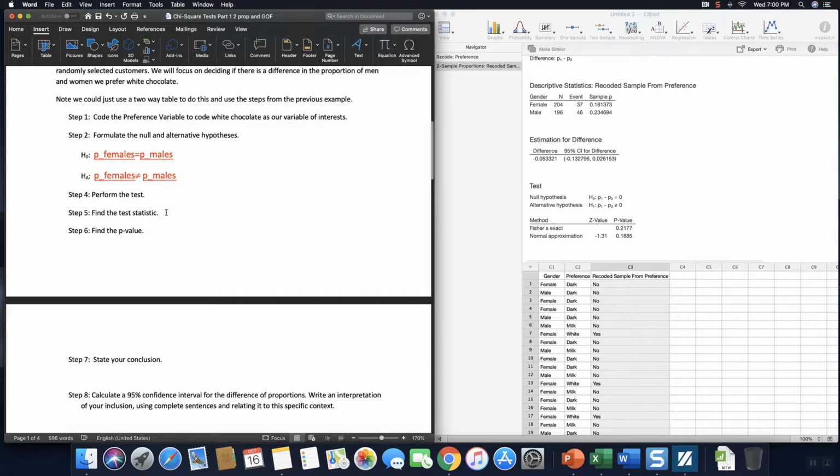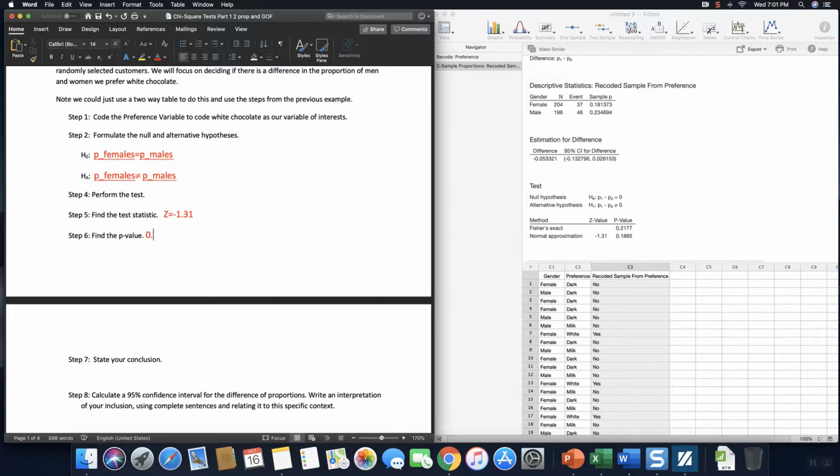I performed the test. Now I need to report my test statistic. I'm going to do that in bright red like I usually do so that it's noticeable. For me, my z value is negative 1.31. And then my p-value, bright red, is kind of big, 1.885. Okay, resounding no. It looks like, because my confidence interval has 0 in it, there's no difference between these two. Okay. Let's go ahead and write that.